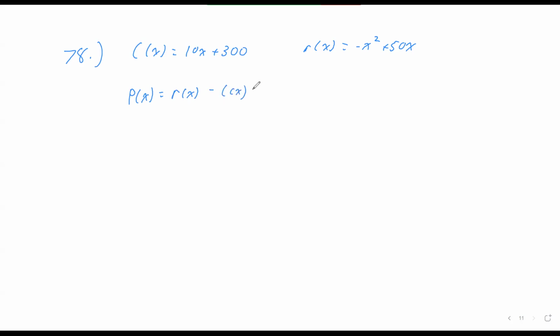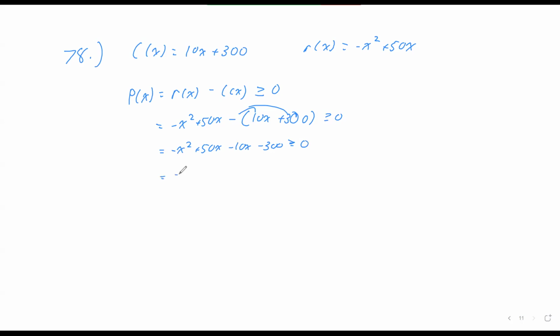And then from there, if I'm looking for break even or make a profit, that would be greater than or equal to 0. So break even, I'd make no money, and then make a profit, I'd be greater than 0. So now let's plug in our stuff. This would be -x squared plus 50x minus the quantity 10x plus 300 is greater than or equal to 0. Distribute. So this gives you -x squared plus 50x minus 10x minus 300 greater than or equal to 0.